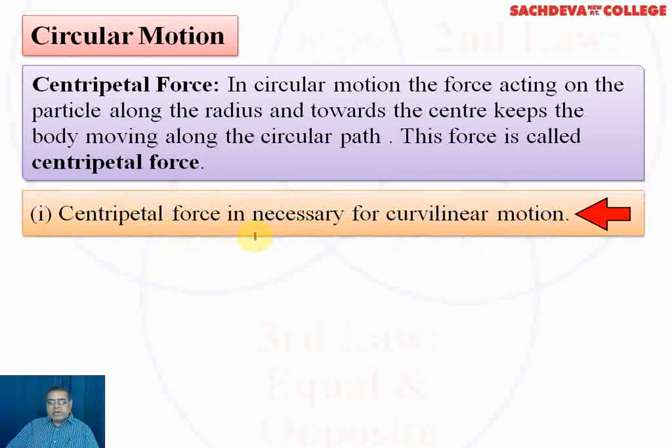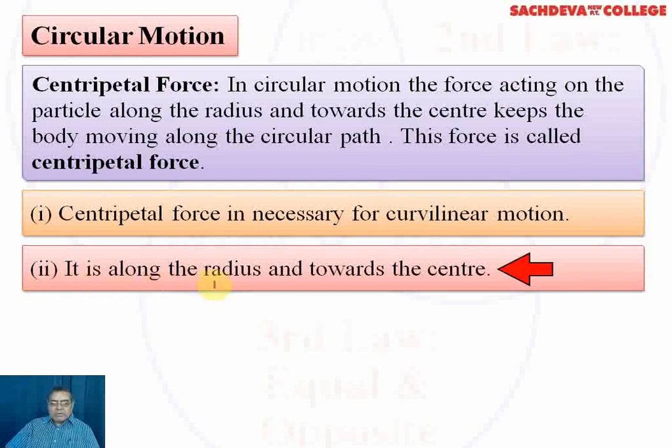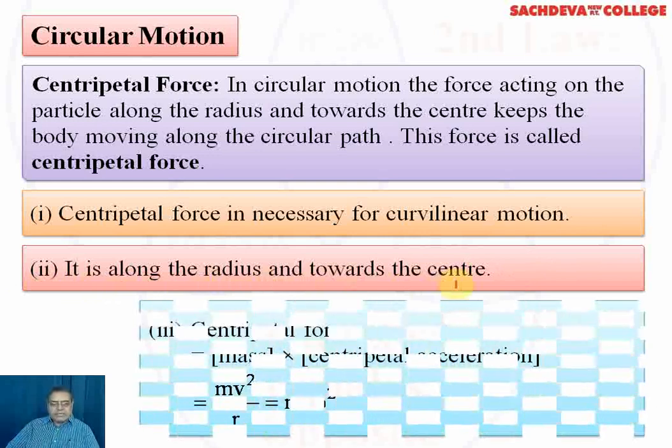Centripetal force is necessary for the curvilinear motion. Curvilinear means the particle is moving in uniform circular motion. It is along the radius and towards the center. So centripetal force operates towards the center and along the radius.